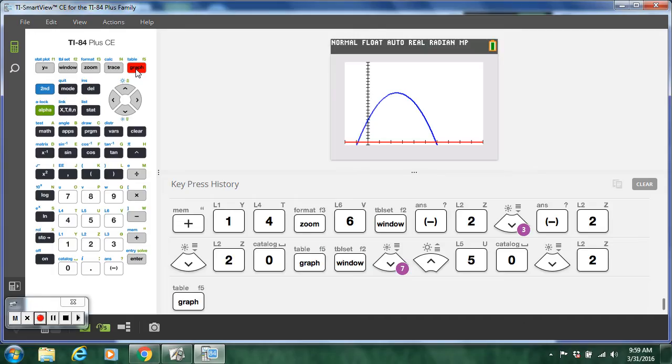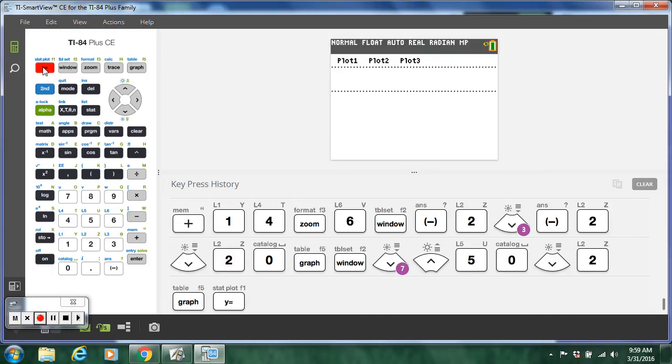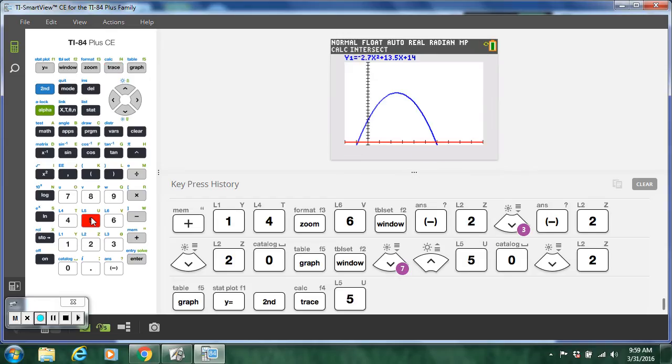All right, so we're finding that intersection point. Remember, when you find the intersection, what else do you have to have in there? Y equals 0. So you gotta remember that. So y equals 0. So we're gonna second calc the intersection. Number 5. So you remember you gotta go to the left.